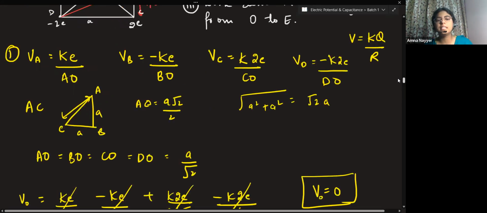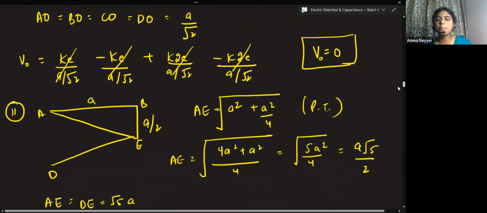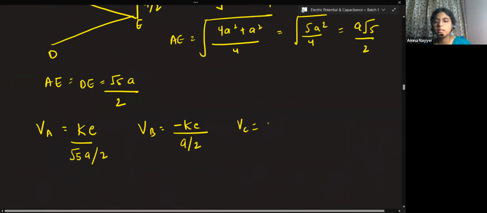Then VC. See, in VC, KQ by R. K we know, Q is plus 2E. R again, the separation of C and E, is A by 2. So potential at point C becomes K 2E by A by 2.